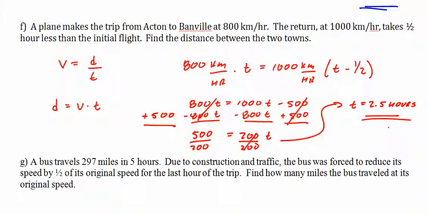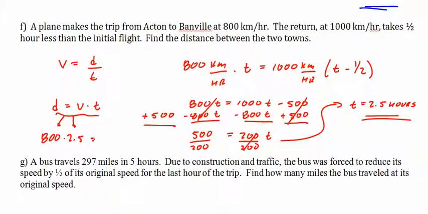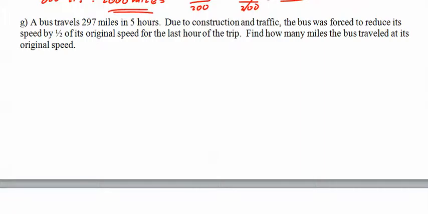So, it takes them 2.5 hours. Did I answer the question? No, I did not. 800 times 2.5. So let's go back to this to find the distance. Or you can just look at it as this. Equals 2,000 miles. Big part of these problems is actually answering the question that was asked. It can be very tricky. A lot going on, hard to figure it all out.